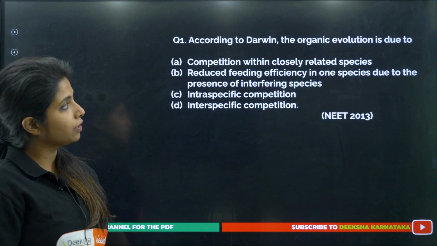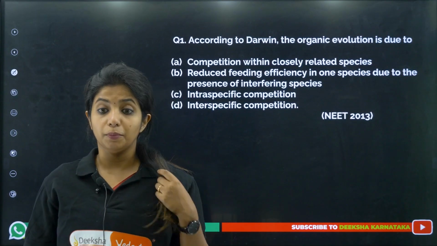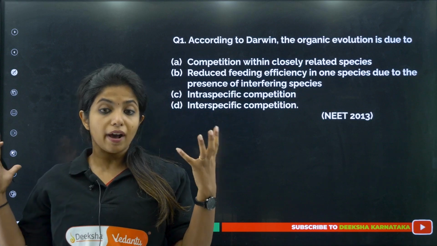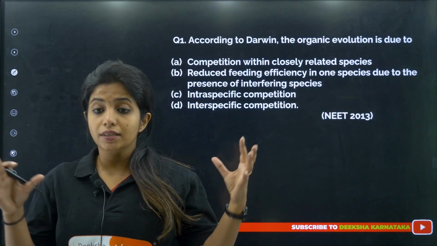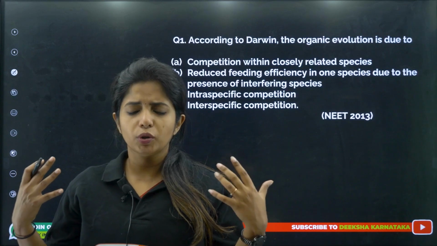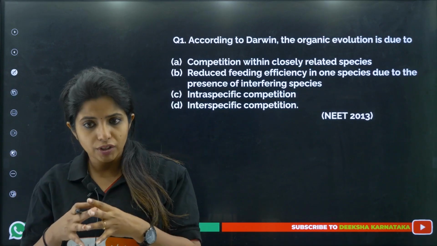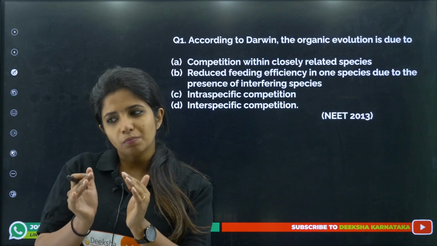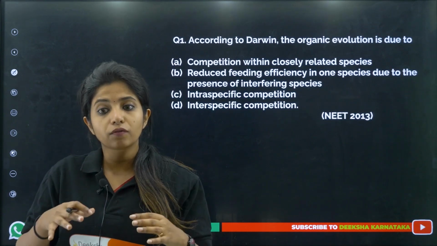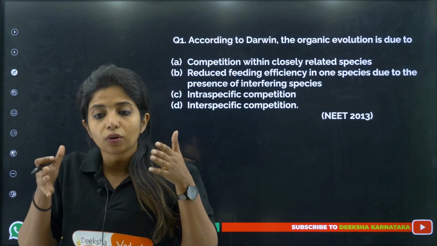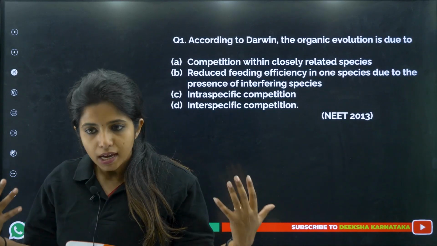According to Darwin, the organic evolution is due to, who was Darwin? Basically, Darwin was a big man who had his own theory of evolution. He said that there is something known as natural selection. What does natural selection mean? That means if an organism has a good amount of variation, and these variations make it different from other organisms and make it survive during unfavorable conditions, then this organism will survive. So survival of the fittest and everything was given by Darwin.